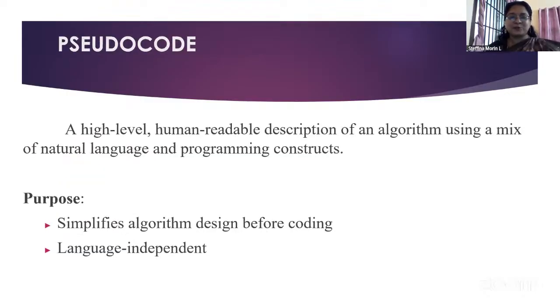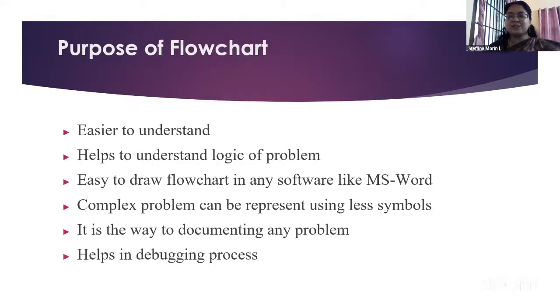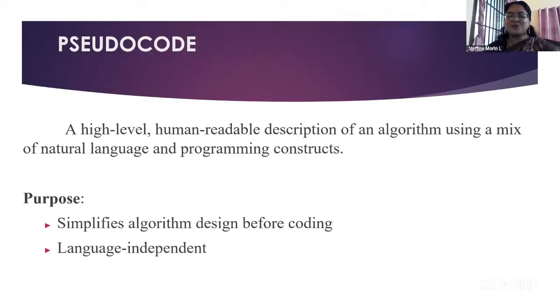Then comes pseudocode. Before going for a program, first we need to write an algorithm with a finite number of steps. Then we process the flowchart according to your algorithm. Then we go for pseudocode. Pseudocode is a completely human readable description of an algorithm with some natural language. It is like an algorithm, but an algorithm should be written in your own language, clear and precise. But pseudocode should be in programming constructs.